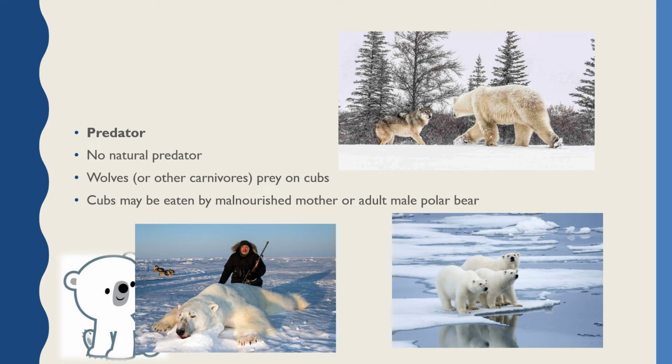Adult polar bears have no natural predators, except other polar bears. Cubs less than 1 year old sometimes are prey to wolves and other carnivores. Newborn cubs may be cannibalized by malnourished mothers or adult male polar bears.